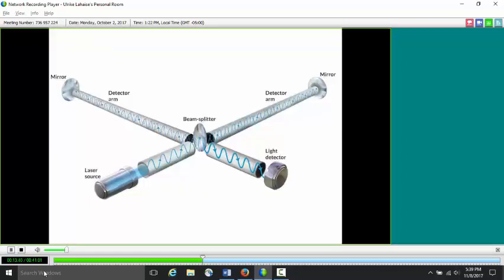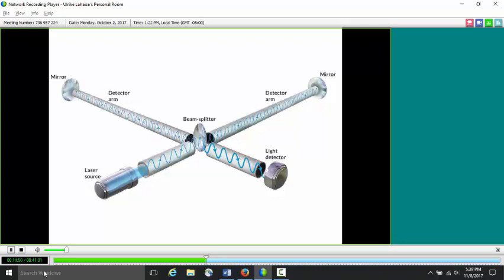Well, in principle, it's quite simple. Here's a laser beam, shines on a beam splitter, like a half-silvered mirror. Part of the beam goes that way, part this way. They reflect off mirrors at the end. They come back. Part of this beam goes this way, part of this beam goes through. This is called a Michelson interferometer.